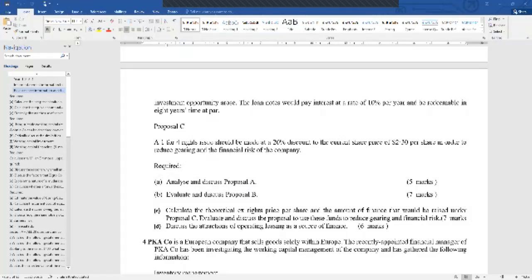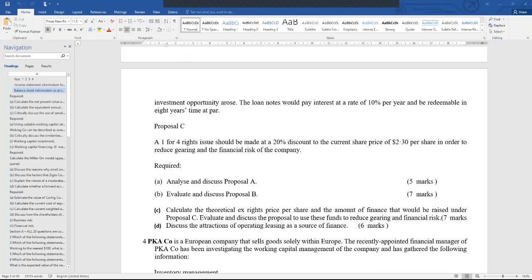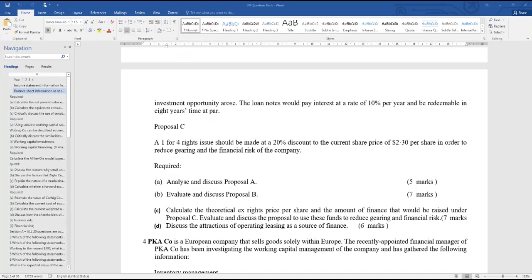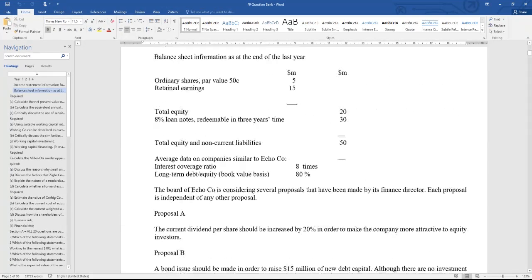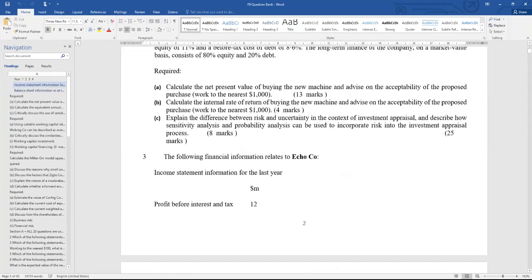So part D is asking to discuss the advantages of leasing and self-finance. Okay, we did that yesterday: off balance sheet financing, maintenance cost. So let me not repeat that. Let's do B and C. For now, we can't do A because we haven't done it. So go through the question, and we attempt to do it together. Eco Company, page 2, page 3, page 4.